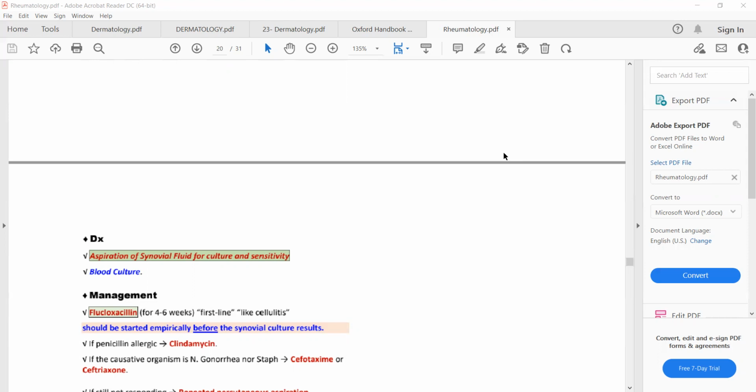Management is very simple because the cause is bacteria, and the bacteria that causes septic arthritis is Staphylococcus aureus. So, anti-staphylococcal penicillin such as flucloxacillin can be used in the treatment. It can be started empirically before the synovial culture results, and then depending upon the results, we can change the antibiotics. And if the person is allergic to flucloxacillin, then we can give clindamycin. And if the causative organism is Neisseria gonorrhoeae, not Staphylococcus aureus, then we will give ceftriaxone or cefotaxime.